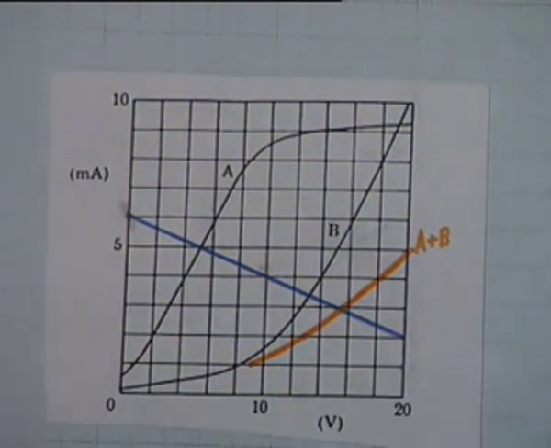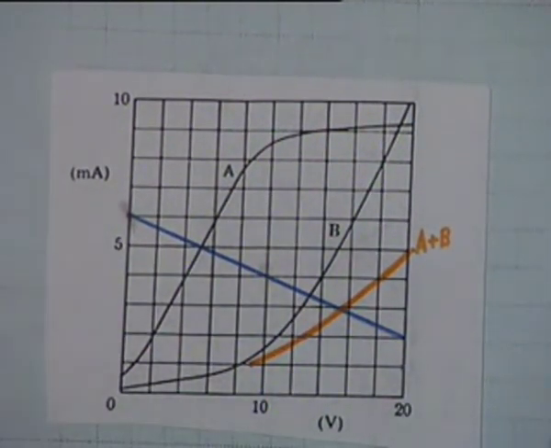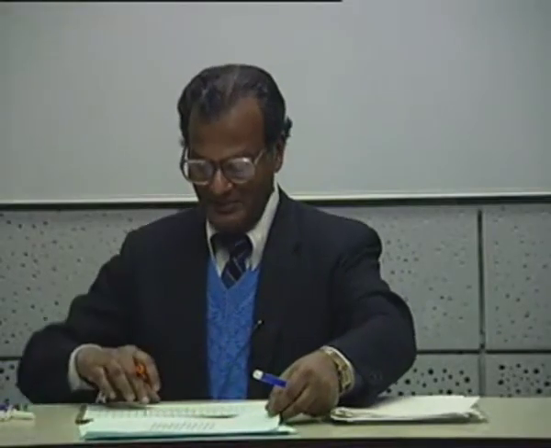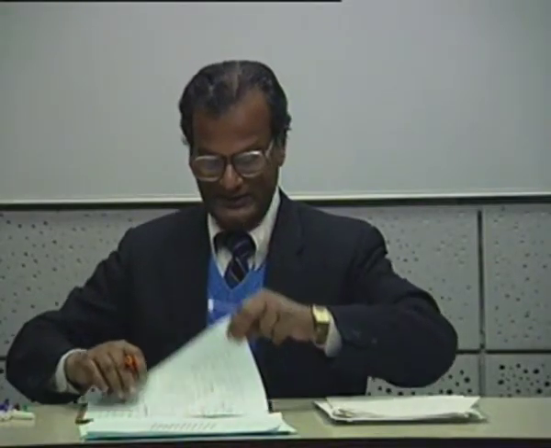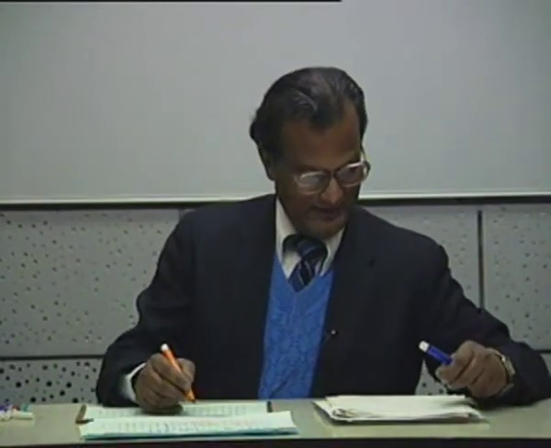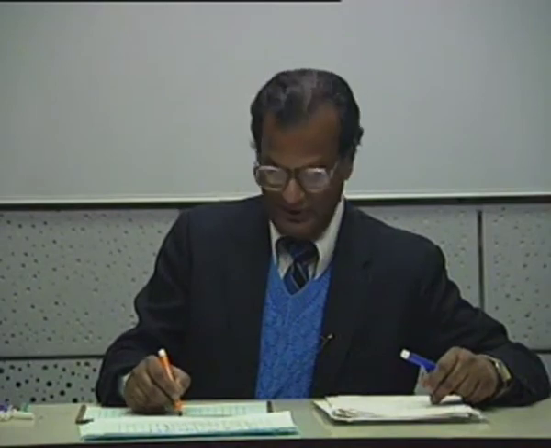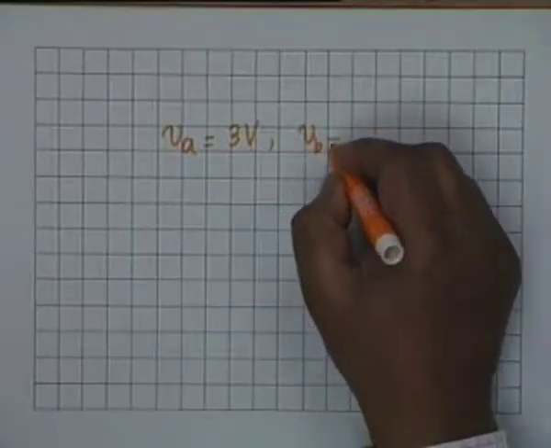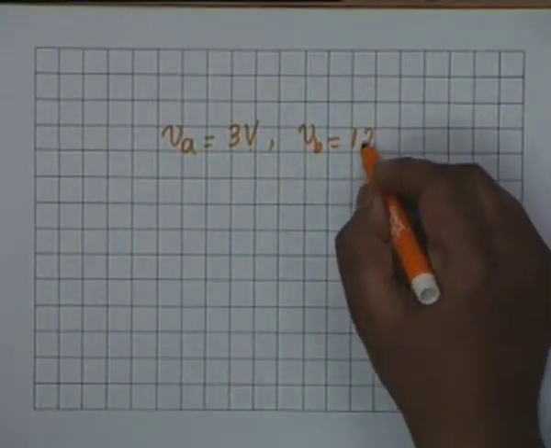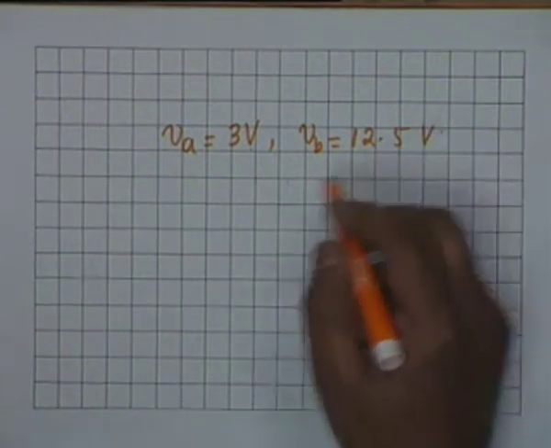Then do I know the power dissipated in the two resistors? Yes, I do. The current is the same. You multiply the current by the voltage, and my end result is that VA is equal to 3 volt. You can verify this. This is a problem given in the textbook. VB is equal to 12.5 volt.